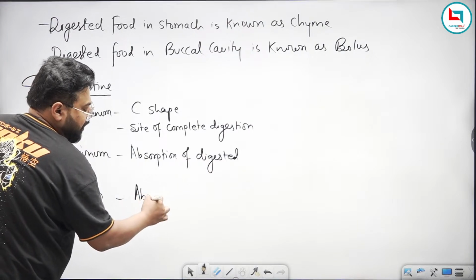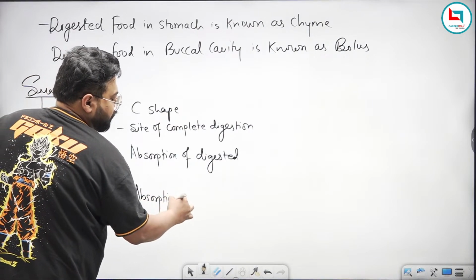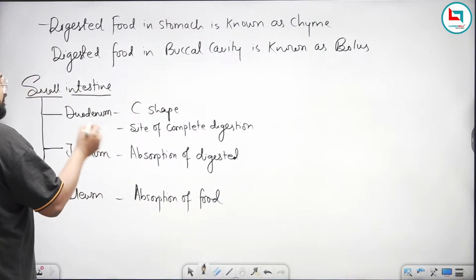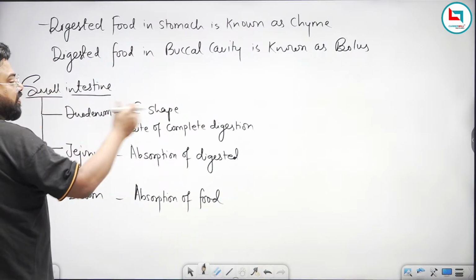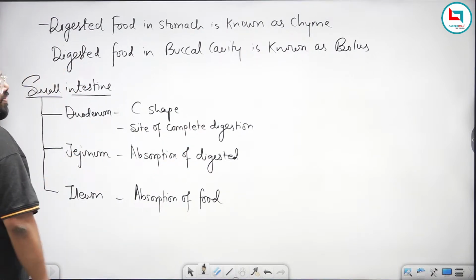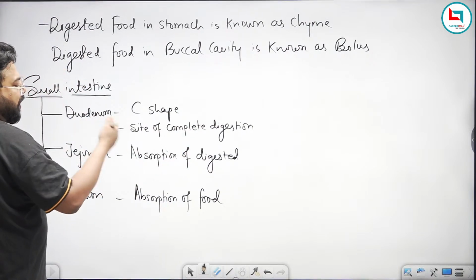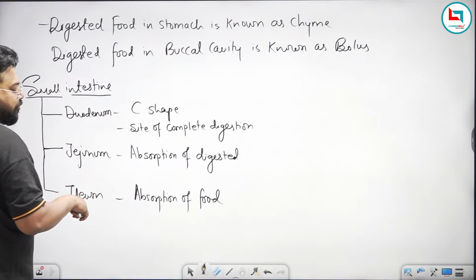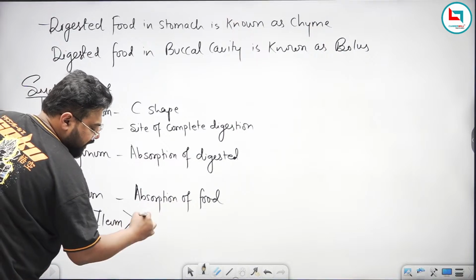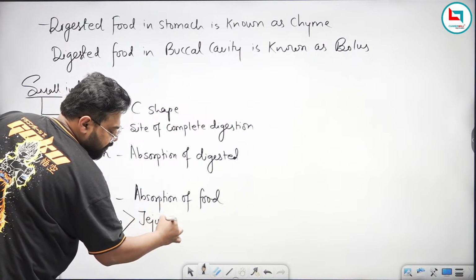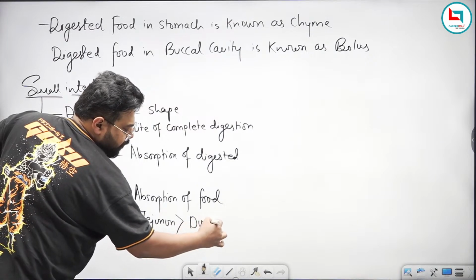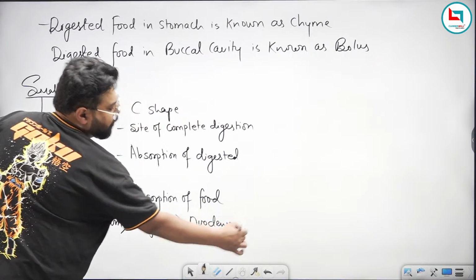Ileum also helps in absorption of food. So this is the smallest part. Duodenum is just the C-shaped part where the site of complete digestion takes place. Jejunum is longer than the duodenum, and ileum is the largest part. So ileum is longer than jejunum, and jejunum is longer than duodenum. So duodenum is the smallest part of the small intestine.